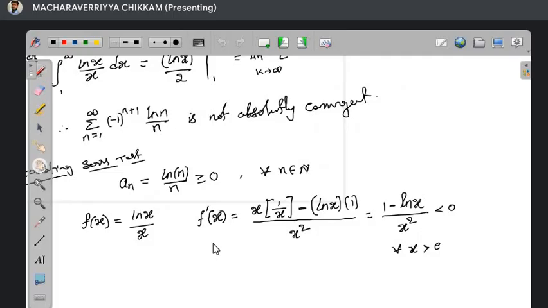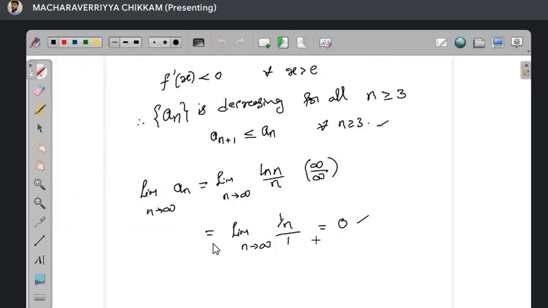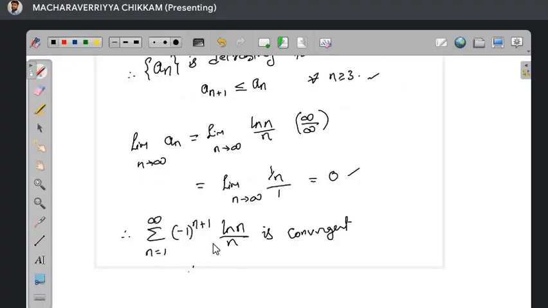So all three conditions of the alternating series test are satisfied here. First condition is this, and second condition and third condition. So therefore, the conclusion is that summation n equals 1 to infinity of (-1)^(n+1) ln n over n is convergent. And moreover, we know that it is not absolutely convergent. Therefore, this convergence is conditional convergence.